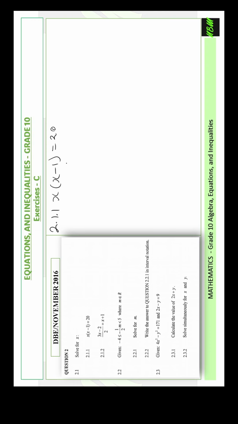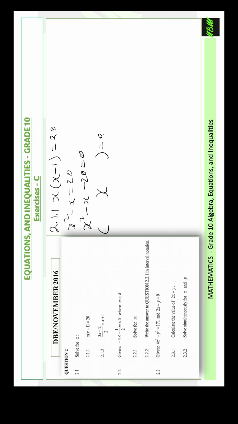Now the first step, remove the what? The brackets. X times x, x squared, and then x times negative 1, negative x is equals to 20. Then we need to write our quadratic equation in standard form. We're having a quadratic equation, our equation where the highest degree is 2. Then standard form, x squared minus x minus 20 is equals to 0. And then from there, we factorize.